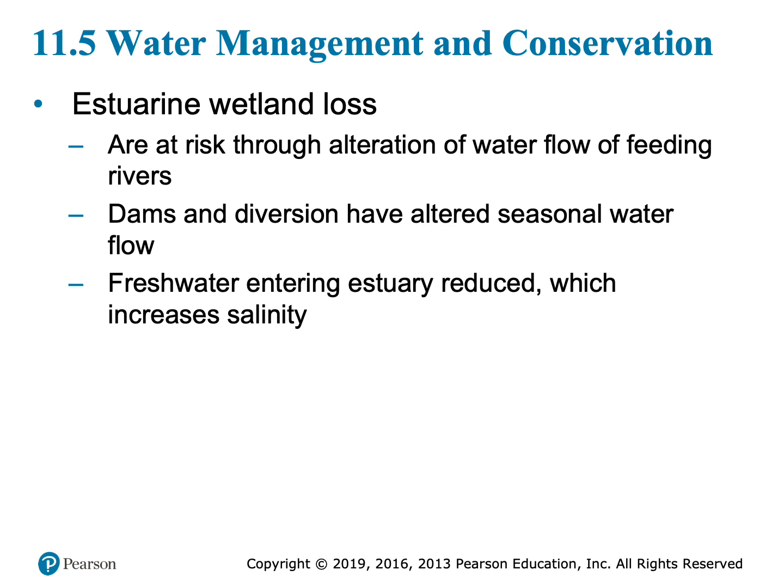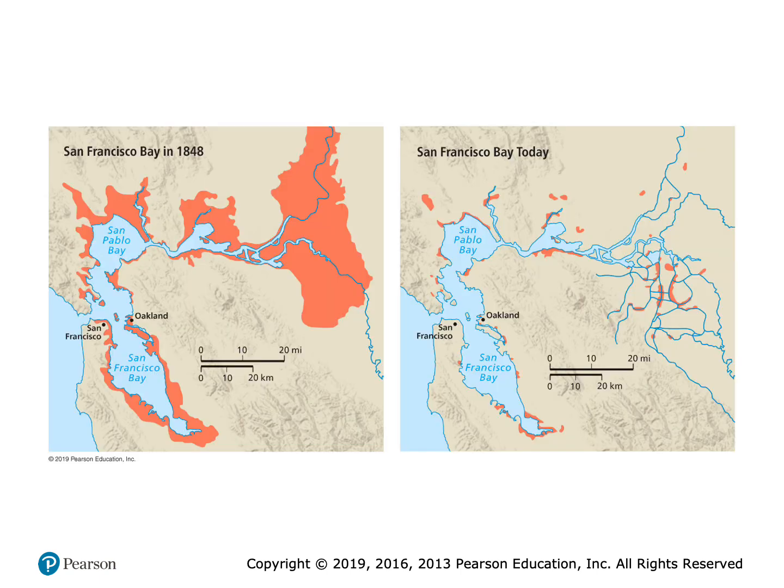Estuaries are at risk through alteration of water flow of feeding rivers. So dams and diversions have altered seasonal water flow. So the fresh water entering the estuary can be reduced, which increases the salinity, or the saltwater content. Here's a look at estuarine wetland loss. Destruction of most of the tidal wetlands in San Francisco Bay, shown in red, is a major factor contributing to the diminished water quality in this large estuary, shown starting in 1848 and then today.